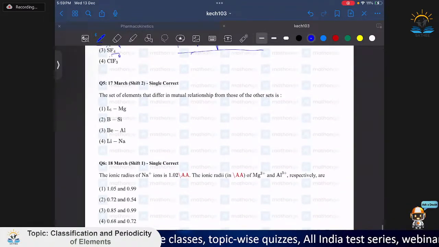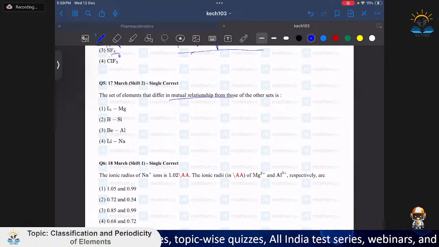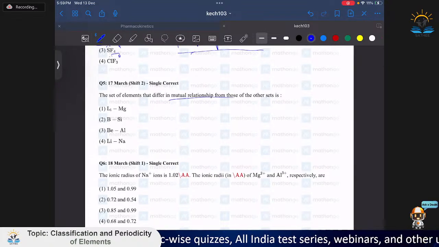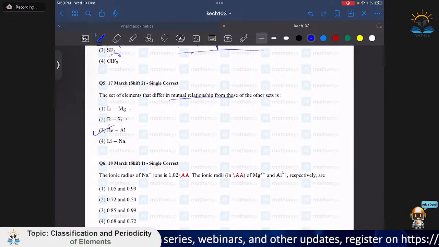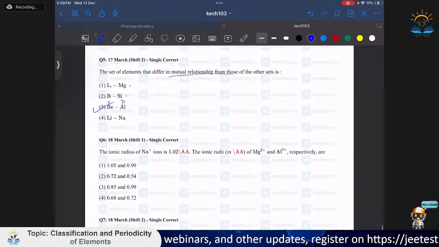The set of elements that differ in mutual relationship from the other sets. Lithium, magnesium, S block elements; boron, silicon, P block; beryllium, aluminium. This is different. One is S, one is P. The rest are same block elements.